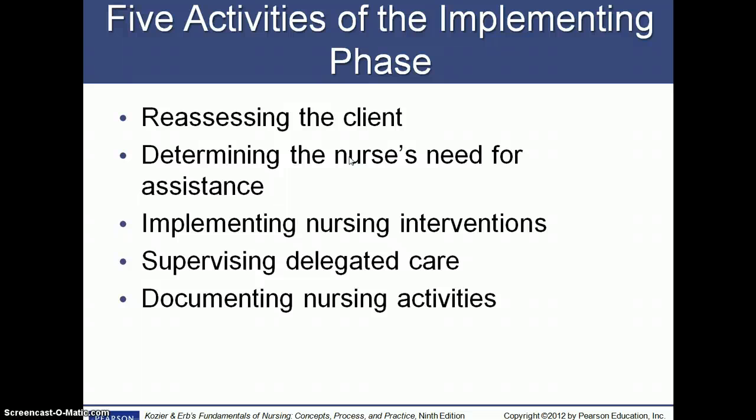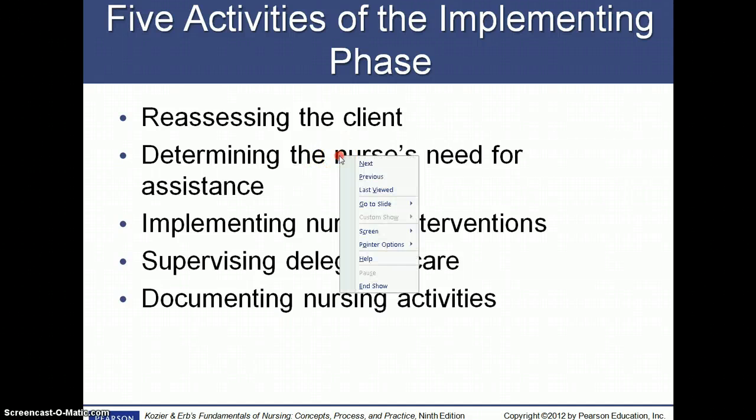And there are 5 activities in the implementation phase. You're reassessing the patient, you're determining your need for assistance, you're implementing your interventions, you're supervising the delegated care, and you're documenting your activities. And again, all of your interventions must be timed. That's a very key component for your practice and for your care.